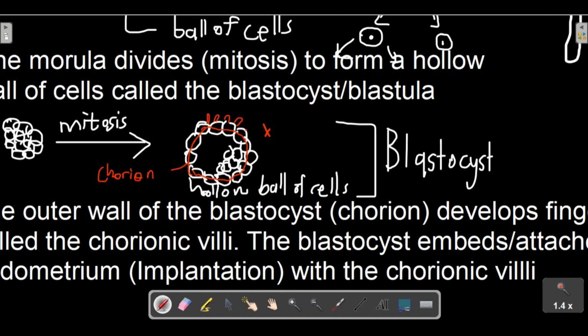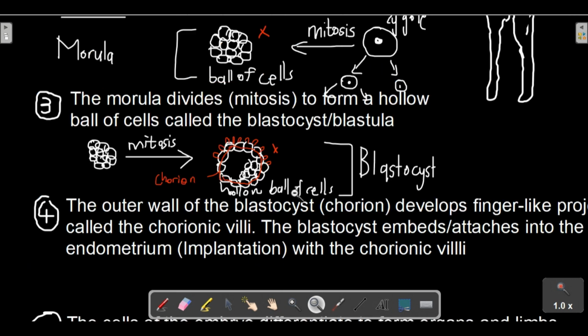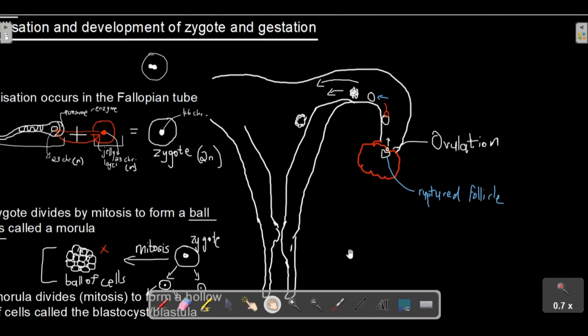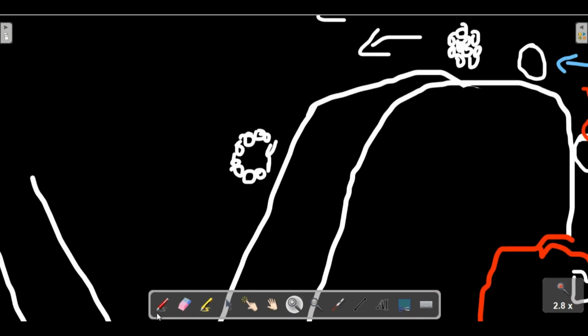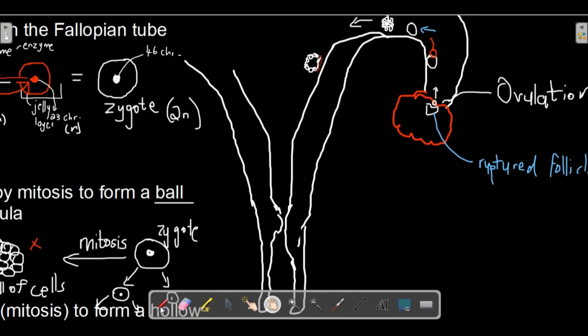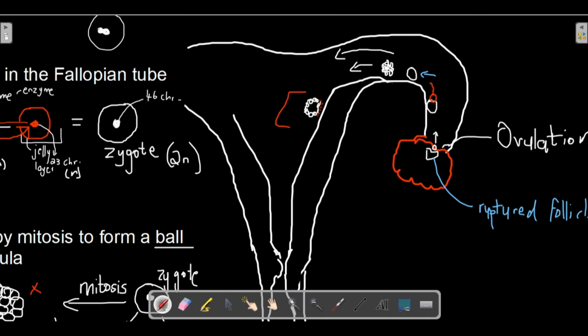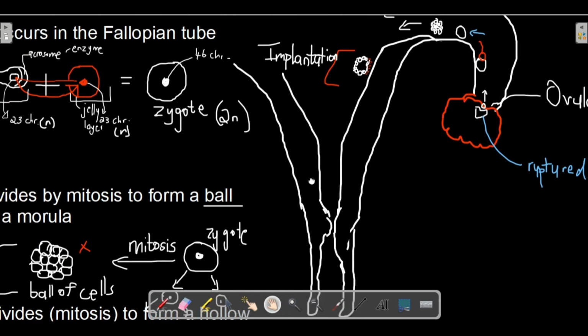This structure develops finger-like projections, which will allow it to implant, allow it to attach to the endometrium. So it attaches to the endometrium with its chorionic villi. That process of attaching to the endometrium we call implantation. This is when the blastocyst, sometimes they say the embryo, attaches to the endometrium. That is what we call implantation.